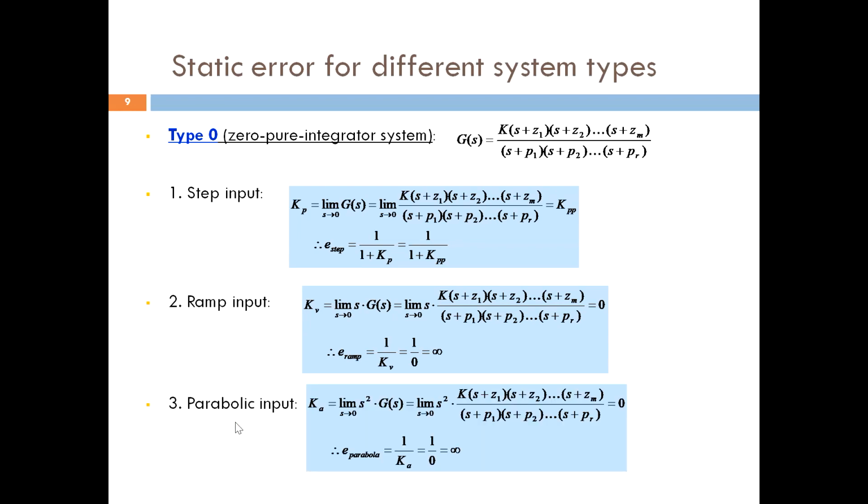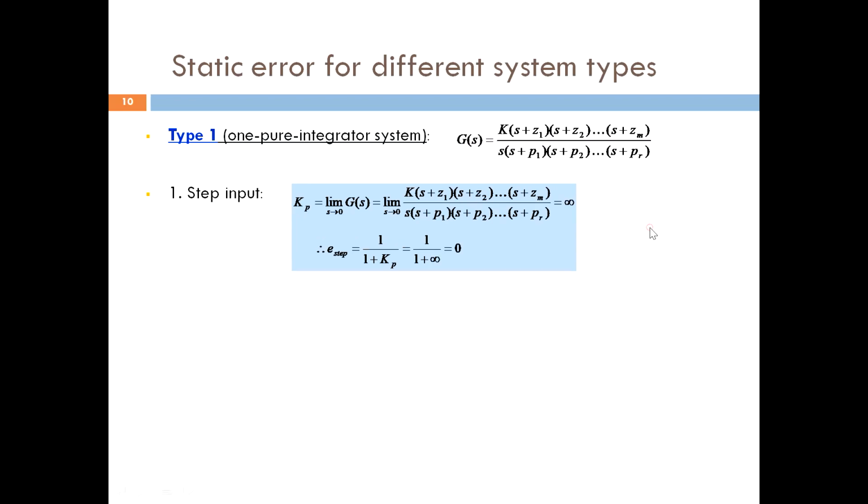We do the same for a parabolic input, following the same procedure as I have mentioned in the case of the step and ramp input. Again, we end up with an acceleration error constant of 0 and a parabolic steady state error of infinity in the case of a type 0 system.